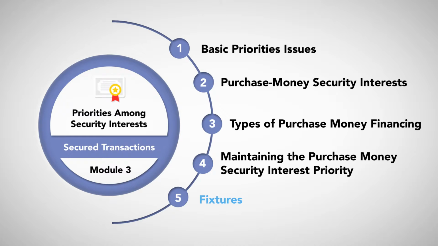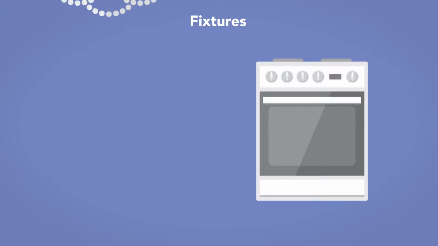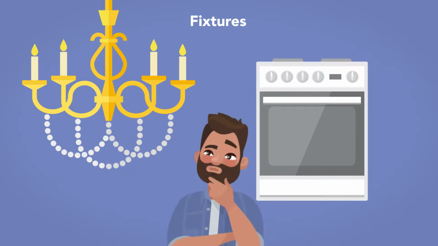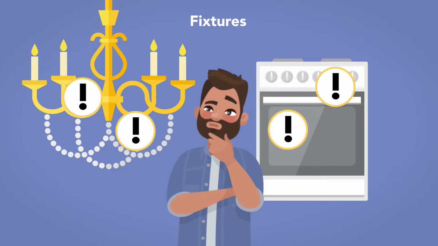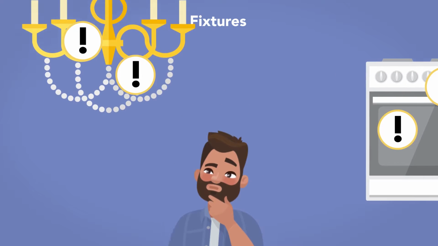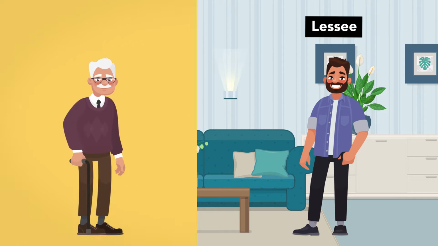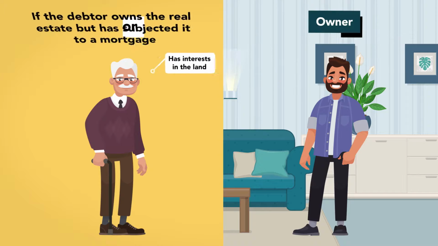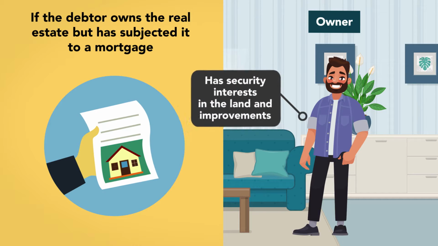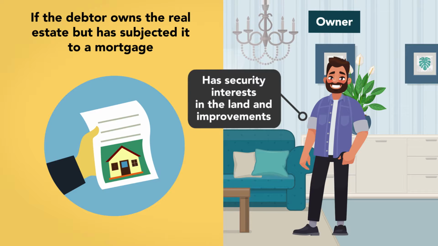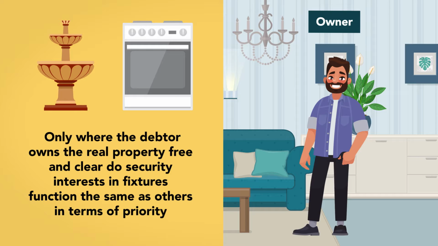Fixtures. Fixtures on real property, such as installed kitchen appliances, chandeliers, and the like, present an interesting problem because the real property they become affixed to may be subject to other interests and encumbrances. If the debtor is a renter or lessee, the landlord or lessor has interests in the land. If the debtor owns the real estate but has subjected it to a mortgage or other lien, the lender has a security interest in the land and improvements on it. Only where the debtor owns the real property free and clear do security interests in fixtures function the same as others in terms of priority.